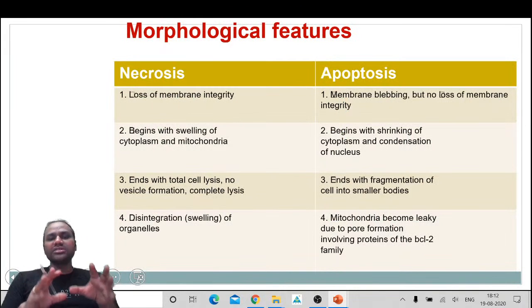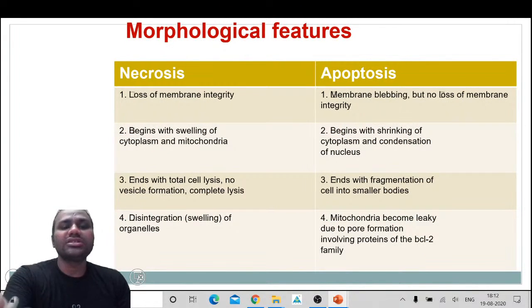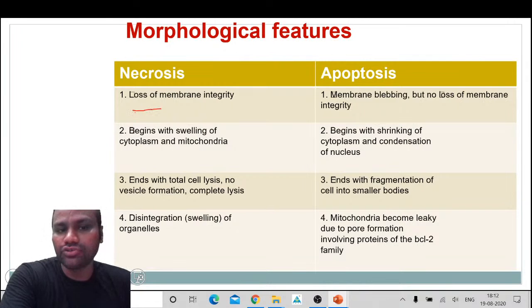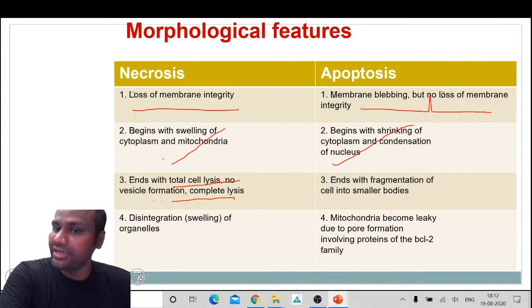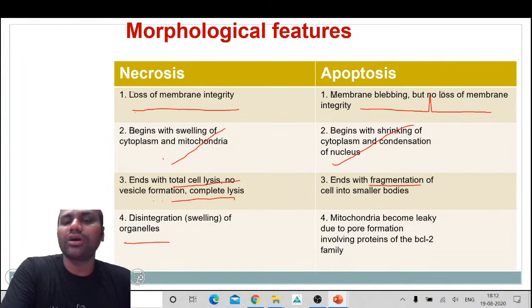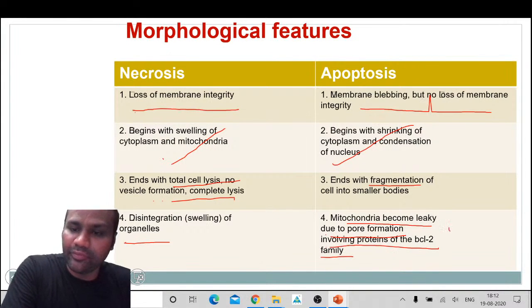Now finally we come to the difference between necrosis and apoptosis. In apoptosis there will be membrane blebbing but no loss of membrane; in necrosis swelling will be there, whereas in apoptosis shrinking is seen. Necrosis ends with total cell lysis with no vesicle formation, while in apoptosis there will be fragmentation. Obviously, disintegration or swelling of organelles will occur in necrosis. In apoptosis, mitochondria become leaky due to pore formation involving proteins of the BCL2 family, while in necrosis there will be swelling of the organelles.